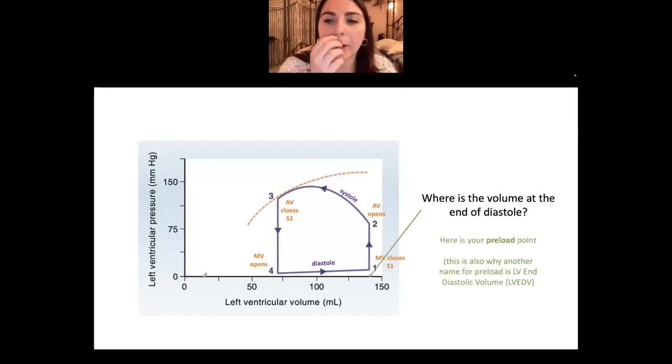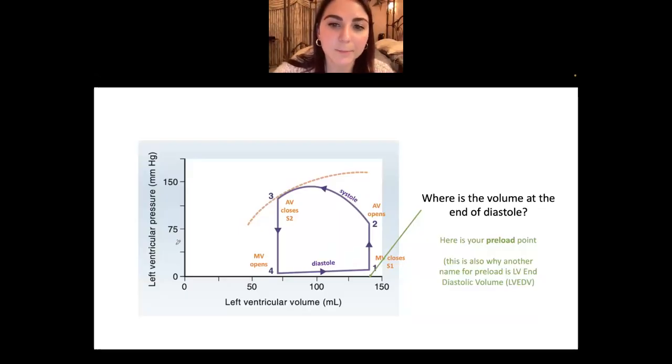I do want to point out, this is a classic thing people forget. When they ask about volumes, it's always the x-axis. Volume's always down here. So when they ask about preload, you're going to pick a point on here. You're not going to go across and say, oh, it's 10 or whatever. So just keep that in mind. Volumes on the x-axis, pressures on the y-axis.